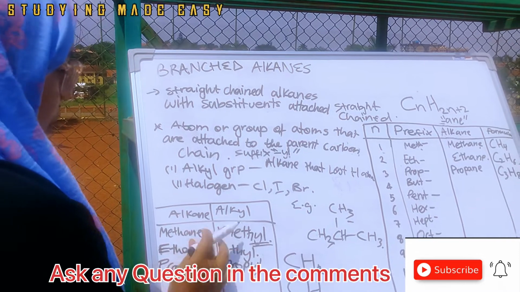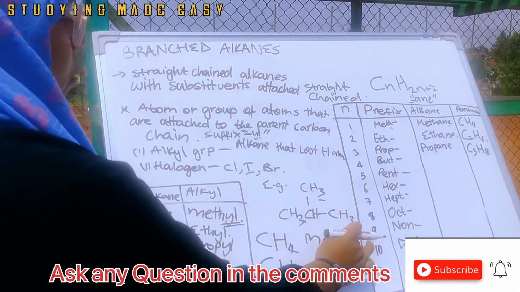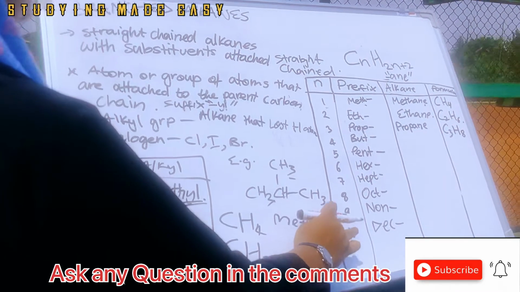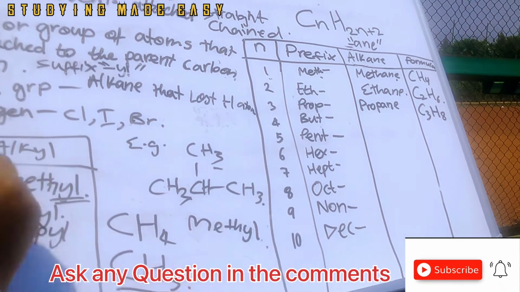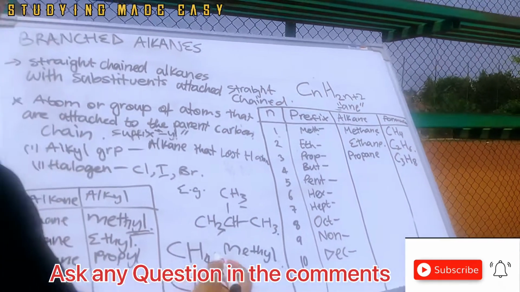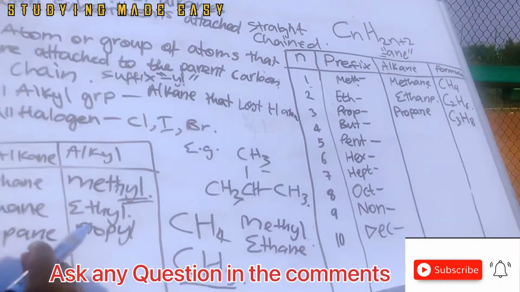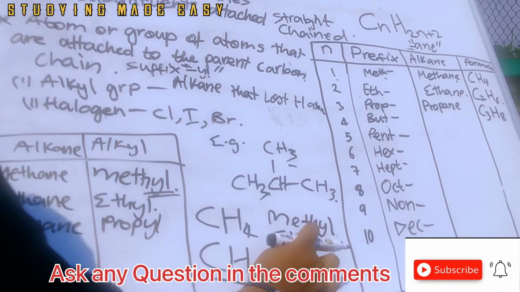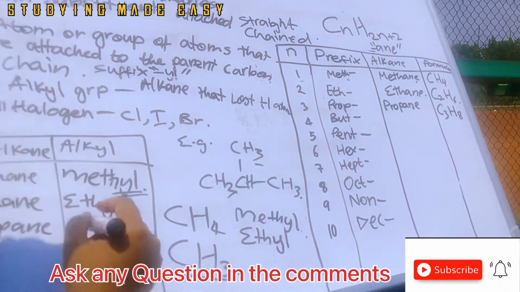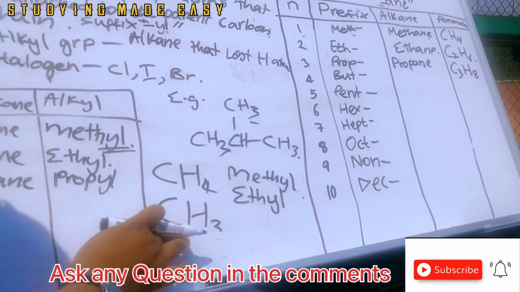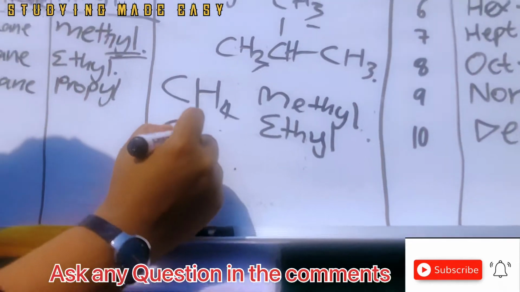Alright, so if it was methane, we remove the A and E, alright, and we put YL. This becomes a methyl. Alright, let's do another example. If we have ethane, alright, for it to be an alkyl, if we remove the A and E and we put YL, it becomes an ethyl group.